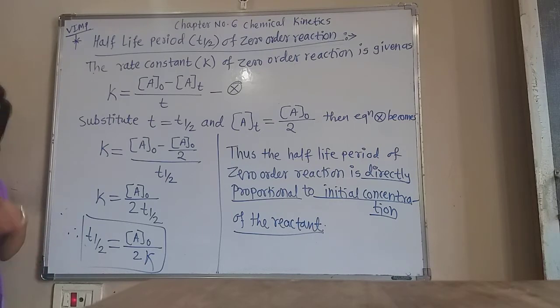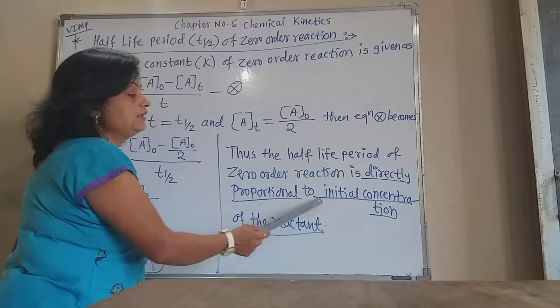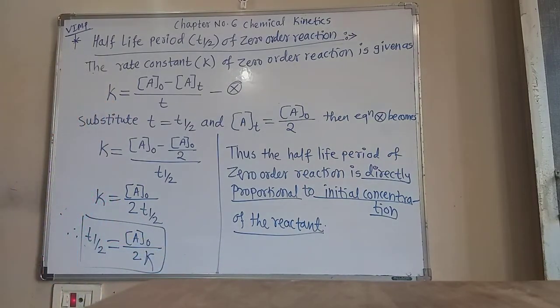That is the formula for the first order reaction. And this is the formula to calculate the half-life period of a zero order reaction: t half is equal to A0, that is the initial concentration of the reactant, divided by twice K. Now here we see that the half-life period of the zero order reaction is directly proportional to the initial concentration of the reactant. Thus, the half-life period of zero order reaction is directly proportional to the initial concentration of the reactant.